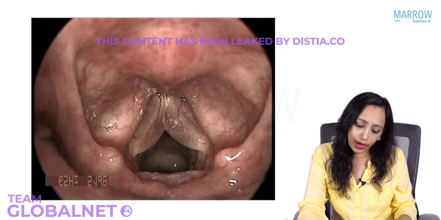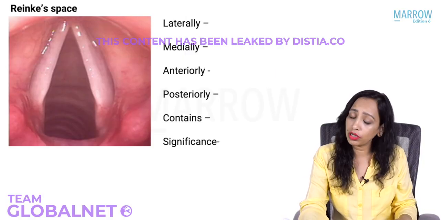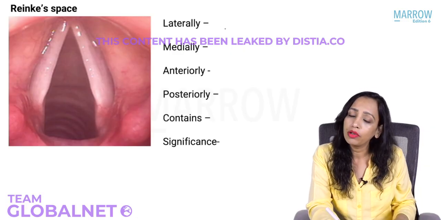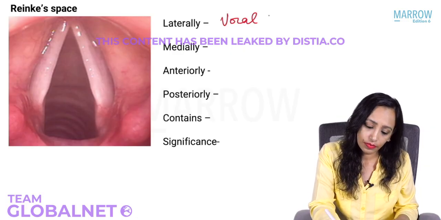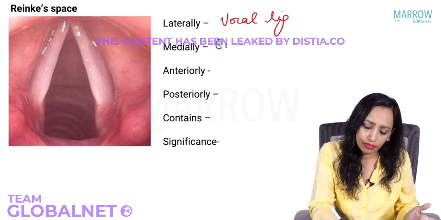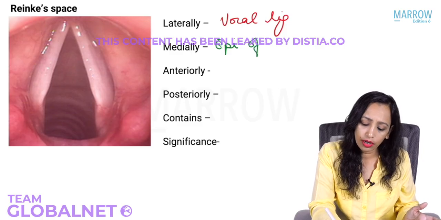So now let us write down the boundaries of Reinke's space. Laterally, I've already told you, now you will tell me. Laterally, what do we have? Vocal ligament. Medially, what do we have? We have the epithelium, the epithelium of the vocal cord.